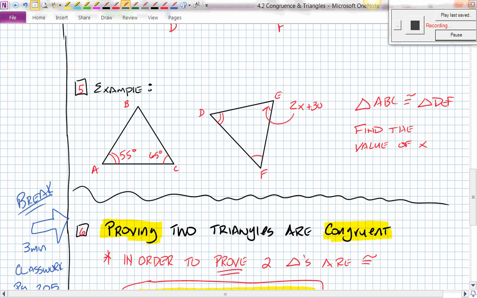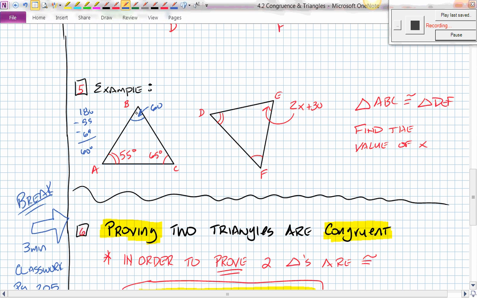Okay, so here we go. I know that this angle is 55 degrees, this angle is 65 degrees. So therefore, the leftover piece up here has to be 180 take away 55, take away 65. So that leaves you with a 60-degree angle up here. So I know that this is 60 degrees.